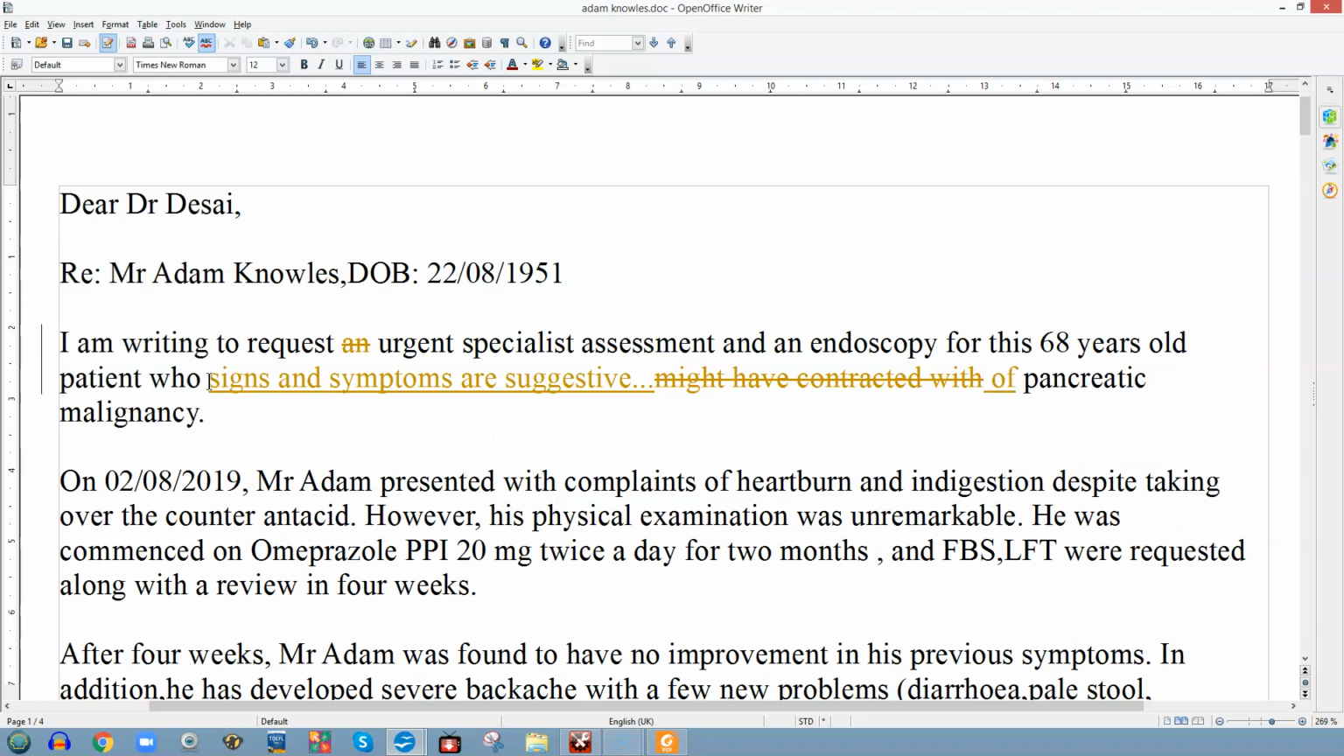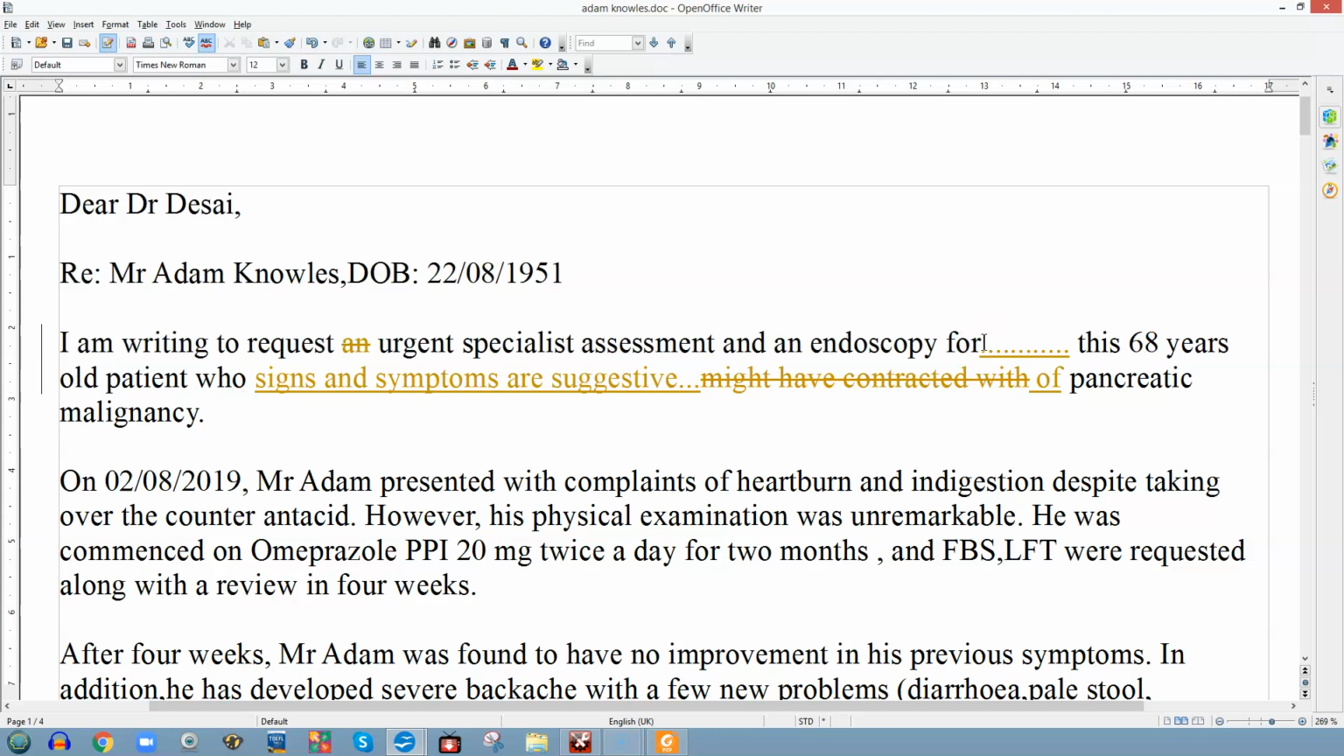But anyway, it's a little bit informal. Might have contracted, so you can say this: whose signs and symptoms are suggestive. And I'll put the name Mr Knowles, age 68.